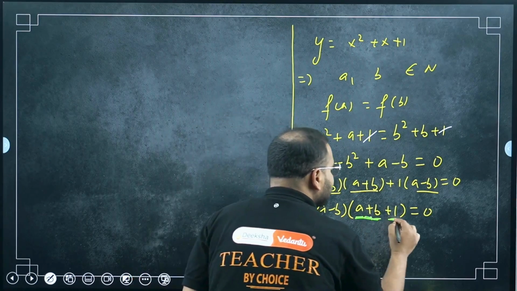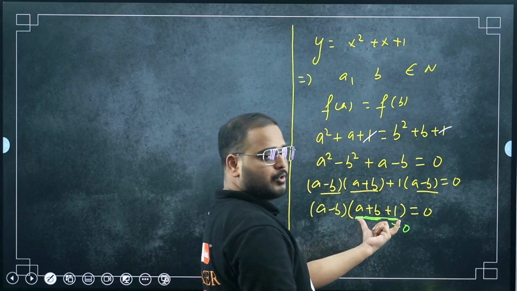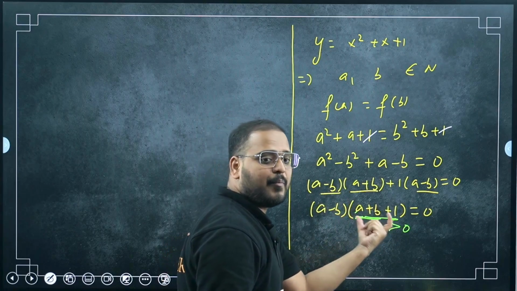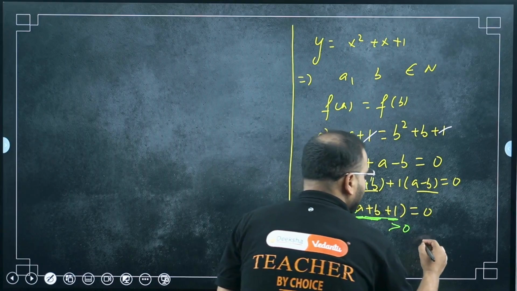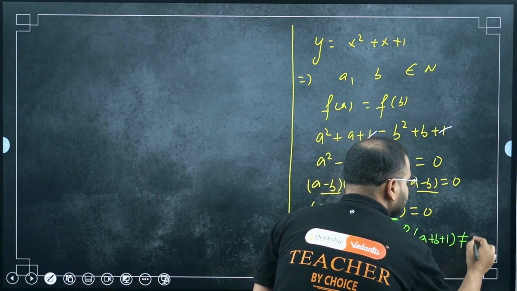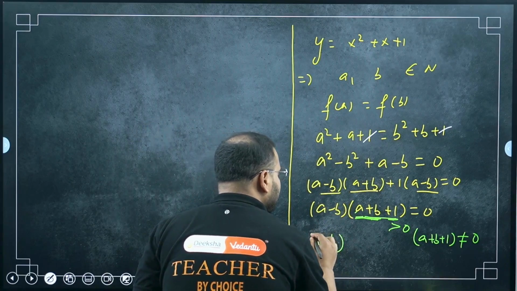It means this entire thing has to be greater than 0. It cannot be equal to 0, right? This part cannot be equal to 0 because a and b are positive numbers. When the sum of positive numbers is taken, it is not equal to 0, so a plus b plus 1 is not equal to 0. It means this has to be equal to 0: a minus b has to be equal to 0.